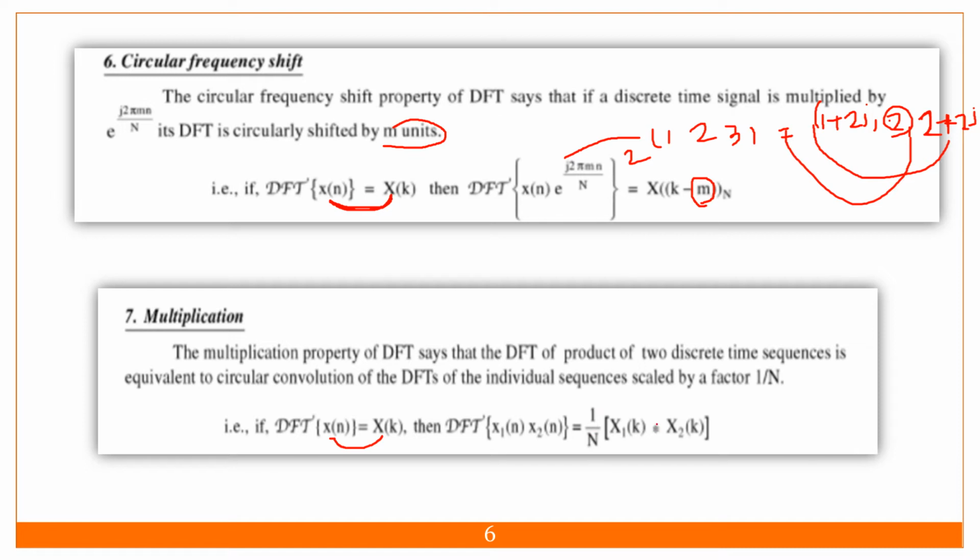This is nothing but the convolution. If I am multiplying in the time domain, then in the frequency domain you have to take the convolution of that divided by capital N. Okay, the circular convolution is there. That is property number 7.